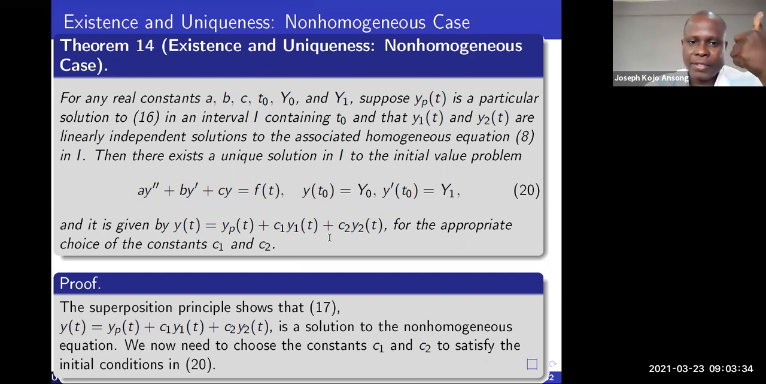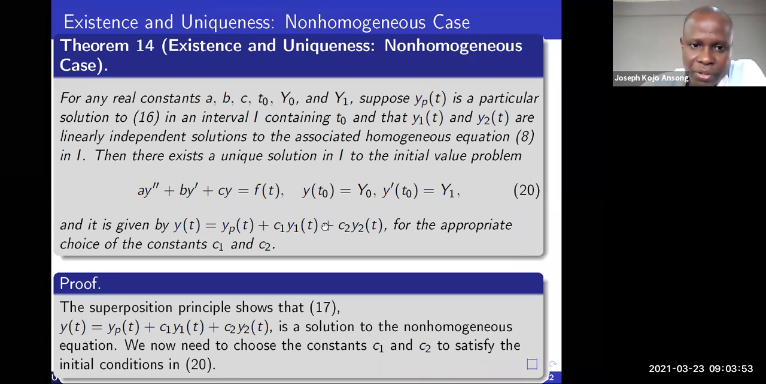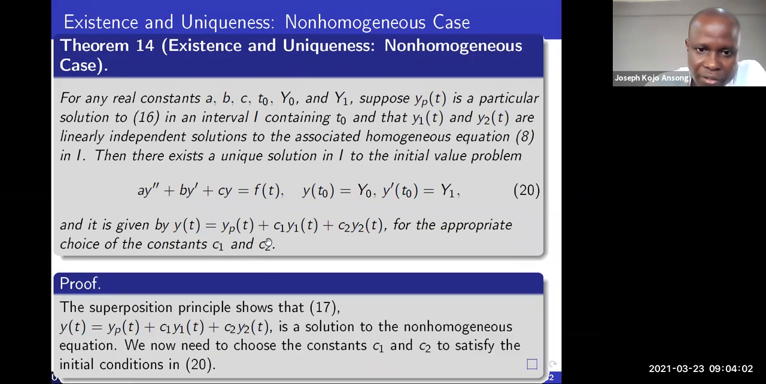Good. The next thing we need to show is that we can actually choose constants C1 and C2 to satisfy these initial conditions. And then finally, we want to prove that the solution that we get, this solution here, is actually a unique solution. So the first part we've done: there's a solution which satisfies this equation, and that solution is given by this. The next thing we want to show is that we can actually choose the constants C1 and C2 based on these initial conditions.